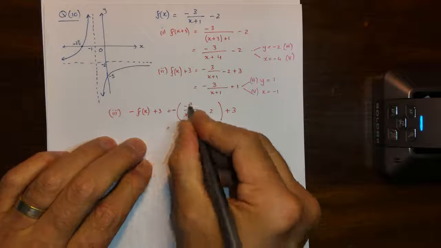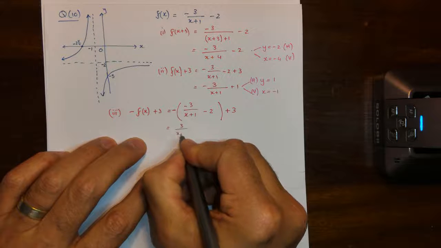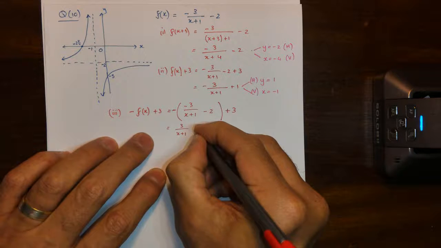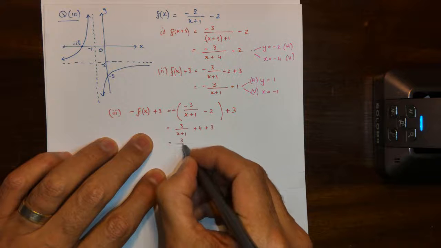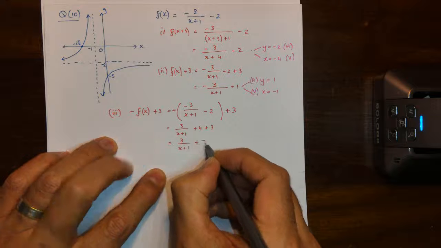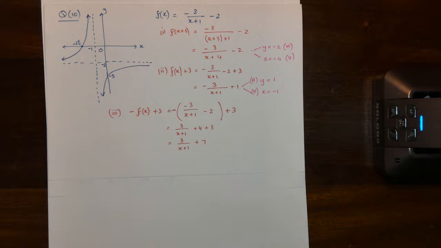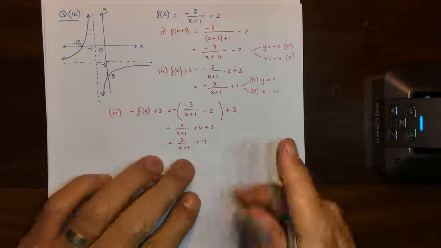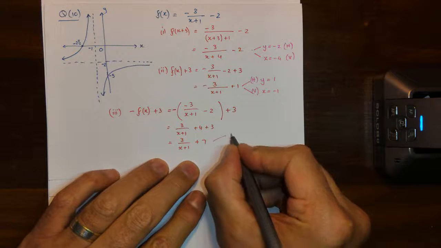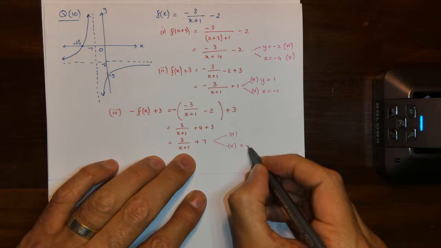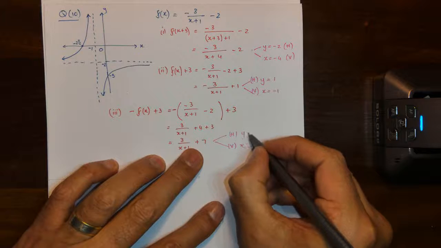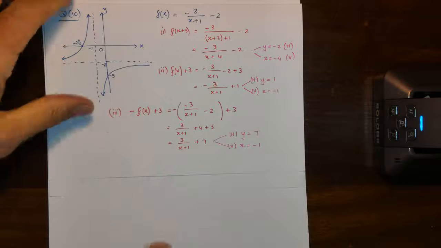Okay, so let's have a look. This is then 3 over x plus 1, a negative times a negative is a positive 4, plus another 3, and that gave me 3 over x plus 1 plus 7. So I'm now looking out for the following graph. I'm looking out for a graph that will have a horizontal asymptote and a vertical asymptote. The vertical will be at -1. The horizontal would be at 7. So that's in fact what I'm looking for.